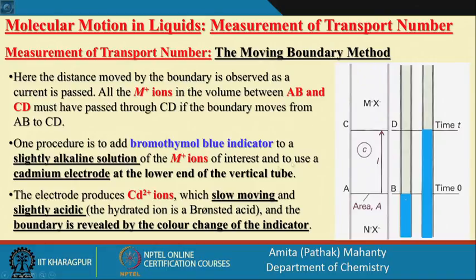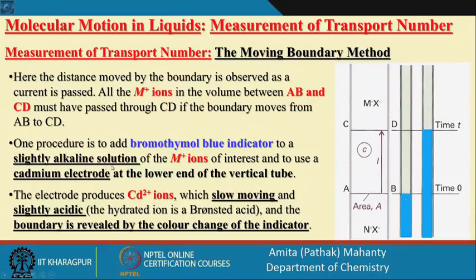Okay. What is usually done? One of the procedures is to add bromothymol blue indicator to the slightly alkaline solution of the M plus ion of interest, and use a cadmium electrode at the lower end of the vertical tube. The cadmium electrode at the bottom will produce cadmium 2 plus ions, which are slow moving and slightly acidic.